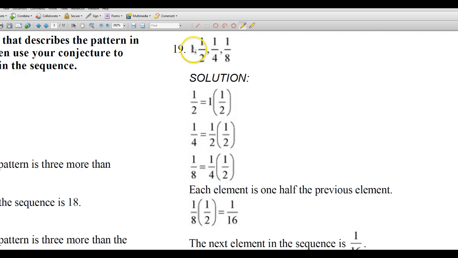On number 19, we have 1, 1/2, 1/4, 1/8. So in our work here, we see that we're taking each element and multiplying it by 1/2 to get the next element. So taking 1/2 times 1/2, and we get a 4th. Taking a 4th times 1/2, and we get an 1/8. So our conjecture, each element is 1/2 the previous element, or the previous element times 1/2. So now we need to take 1/8 times 1/2, and we get the next element, 1/16.